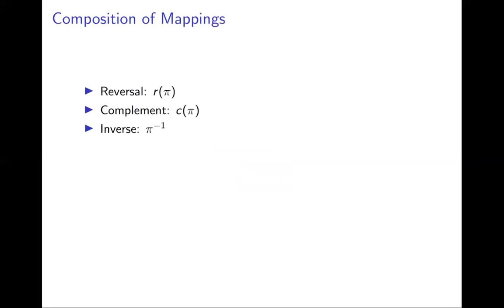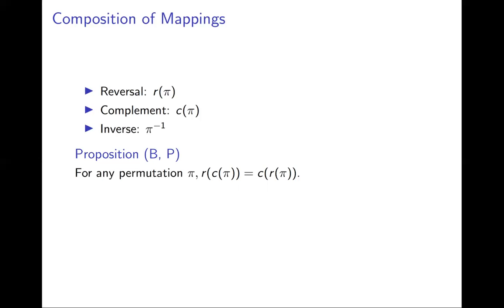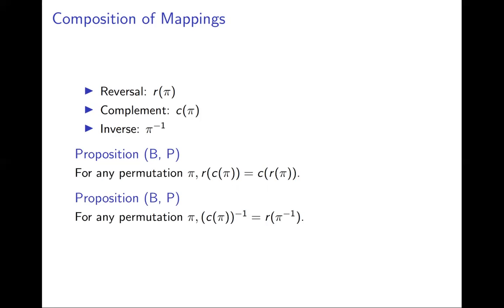And to take it a step further, we can do combinations of mappings. And so when we played around with combinations of mappings, called compositions, we found 2 interesting and useful equalities. One of these is that for a permutation pi, if you take its complement and then take the reversal of that, that's the same as first reversing it and then taking its complement. And also, if you take the complement of pi and then take the inverse of that, that's the same as taking the inverse of pi and reversing that.